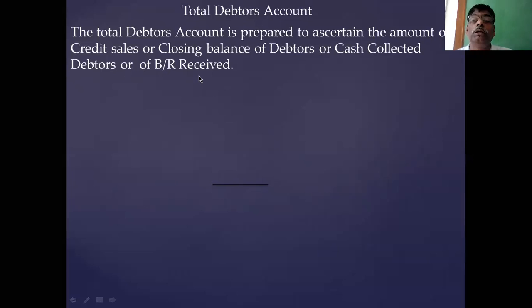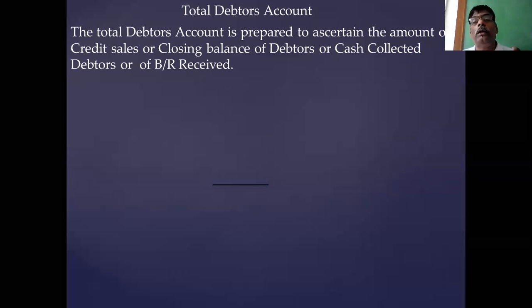Okay. What is the debtors account? It is related to credit sale made to customers. Debtors are the persons who purchase goods on credit. This account is prepared to find out the credit sale first. If credit sale is given, it is prepared to ascertain the closing balance or opening balance of the debtors, or the cash collected from the debtors, or bills received from the debtors.